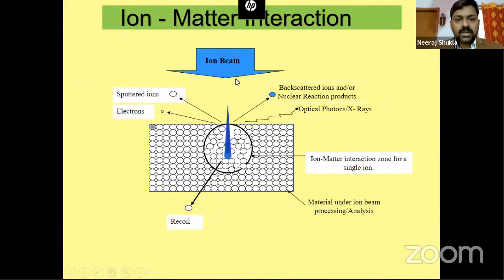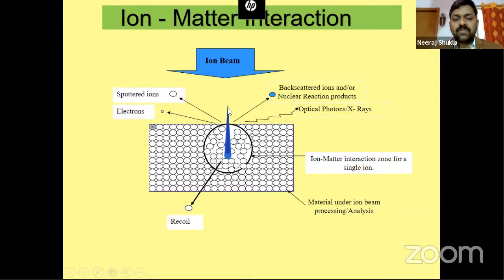So when an ion interacts with matter, as I told you, many things happen. Sputtering takes place. Secondary electrons are also ejected, and then there are photons. X-rays are also emitted from the target. So all you require is a proper detector to detect certain things.